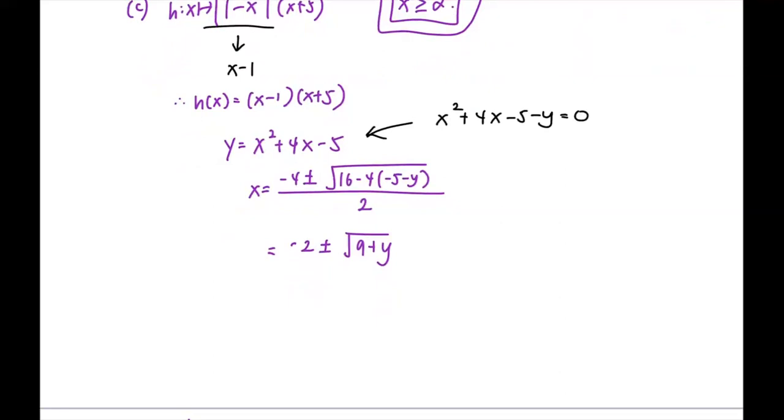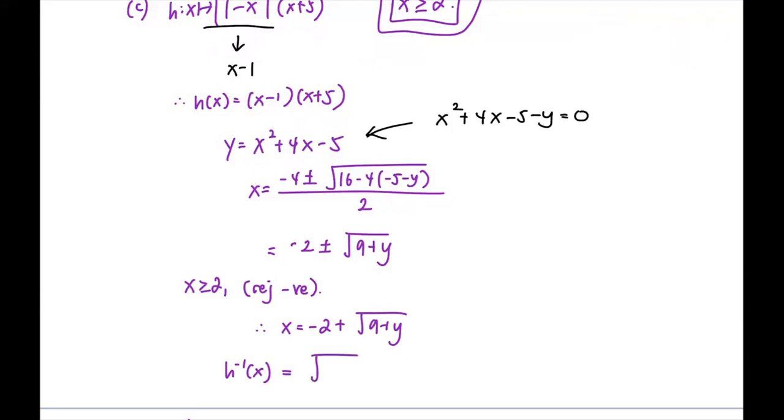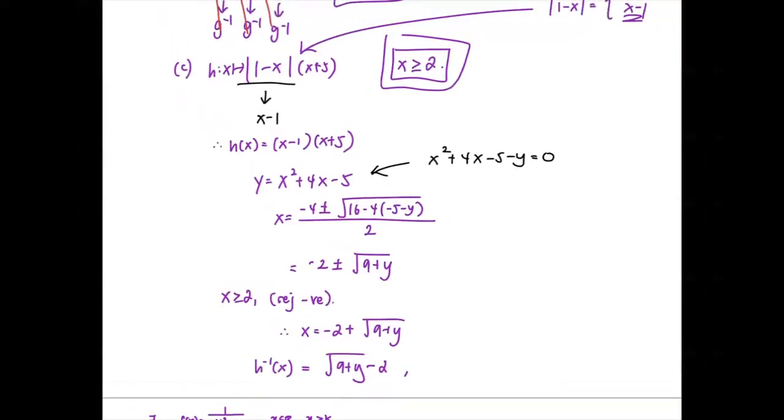Now, the question tells you that x must be greater than or equals to 2, so we need to reject the negative answer. Therefore, x must be -2 plus the square root of 9 plus y. So you can rewrite h inverse of x to be the square root of 9 plus x minus 2. And what's the domain of your inverse? It is the range of your function. The value will be 7. That's the answer.